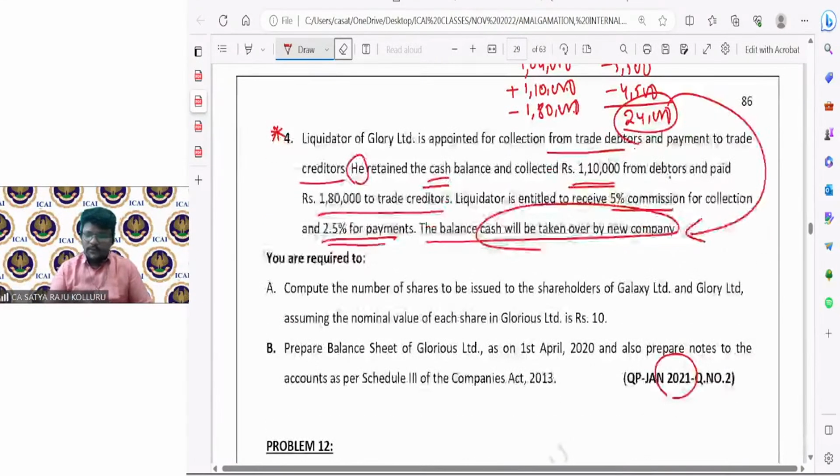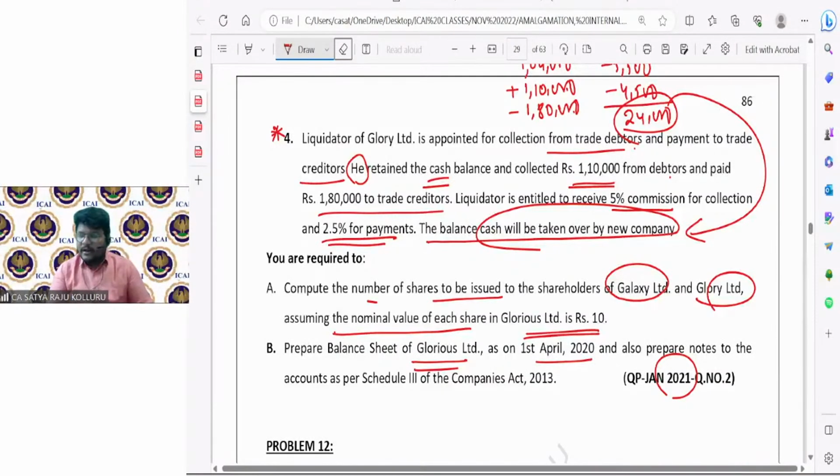Now, let me read the further information or the requirement. Compute the number of shares to be issued to the shareholders of Galaxy and Glory Limited, assuming the face value of each share in Glorious Limited is 10 rupees. Prepare balance sheet of Glorious Limited as on 1st April 2020 and also prepare notes to the accounts as per Schedule 3 of the Companies Act 2013. The problem may ask for 15 marks. Compute the number of shares to be issued means indirectly he is asking for computation of PC only. Rather than asking in terms of rupees, that is amount, he is asking in terms of number of shares.